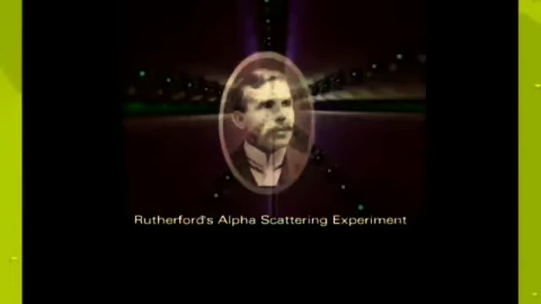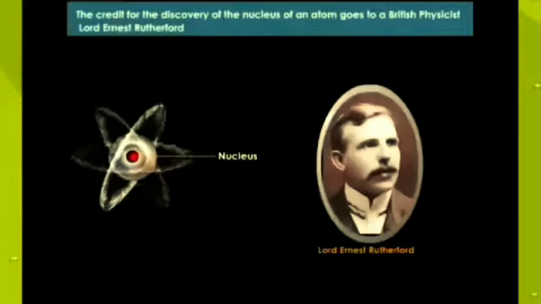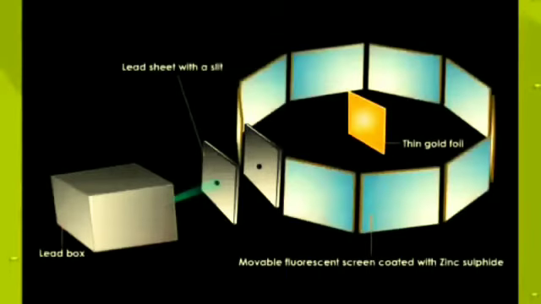The second topic is Rutherford's alpha particles scattering experiment. The credit for the discovery of the nucleus of an atom goes to a British physicist, Rutherford. He discovered the nucleus by performing alpha particle scattering experiment. Alpha particles are positively charged particles identified as helium nuclei.